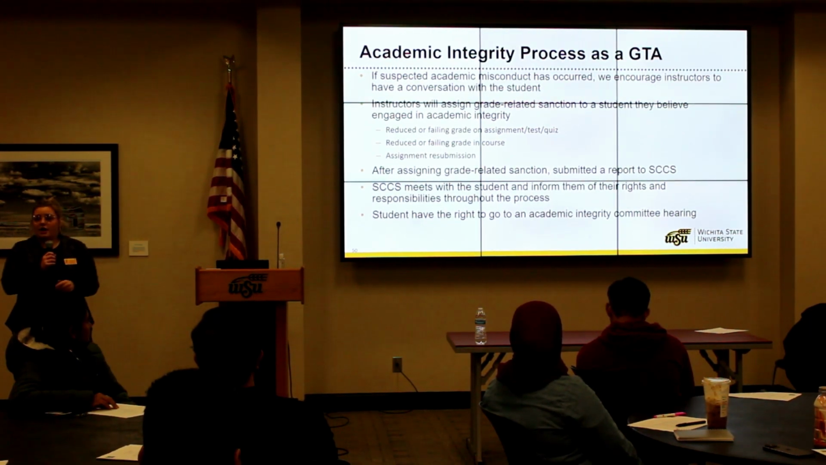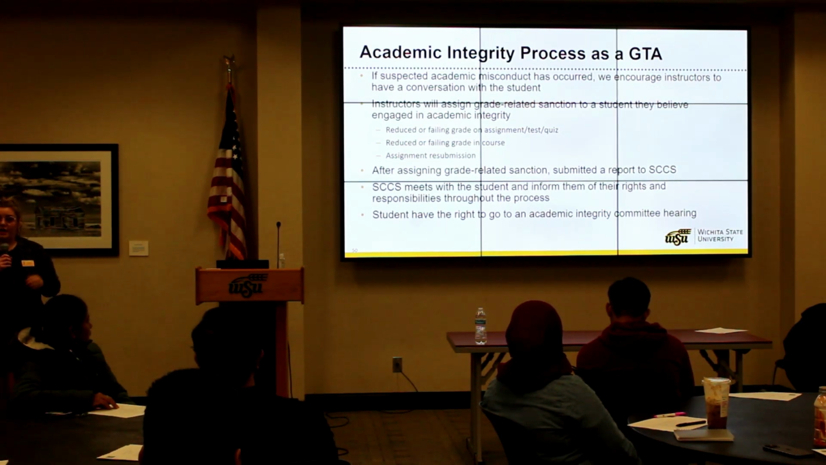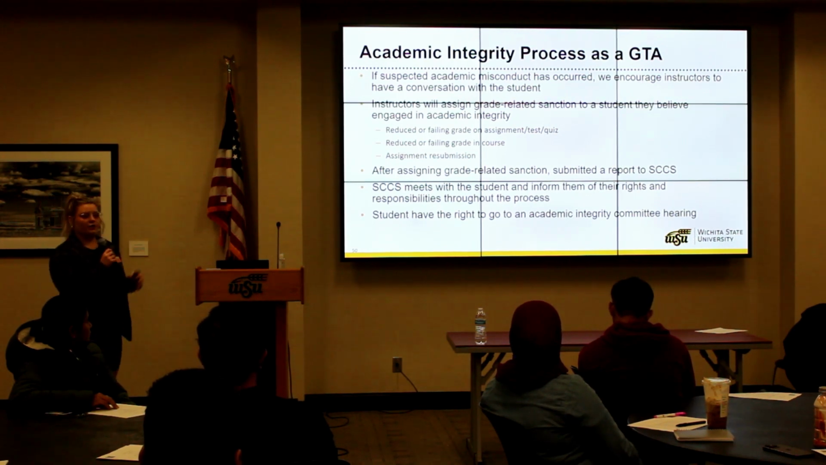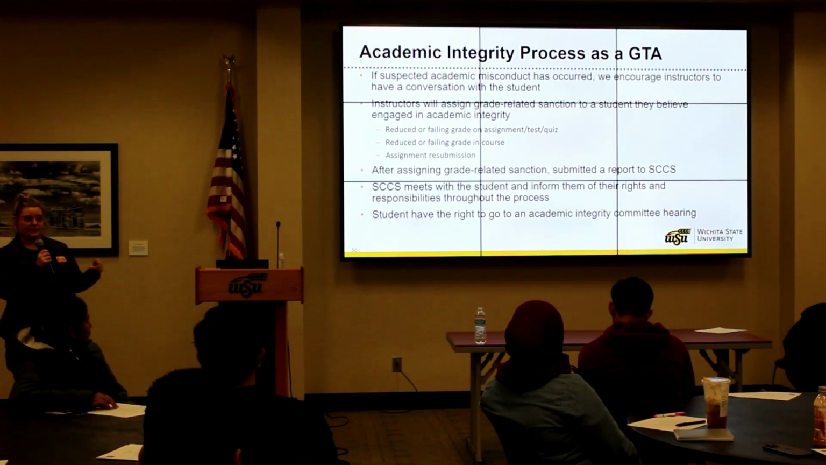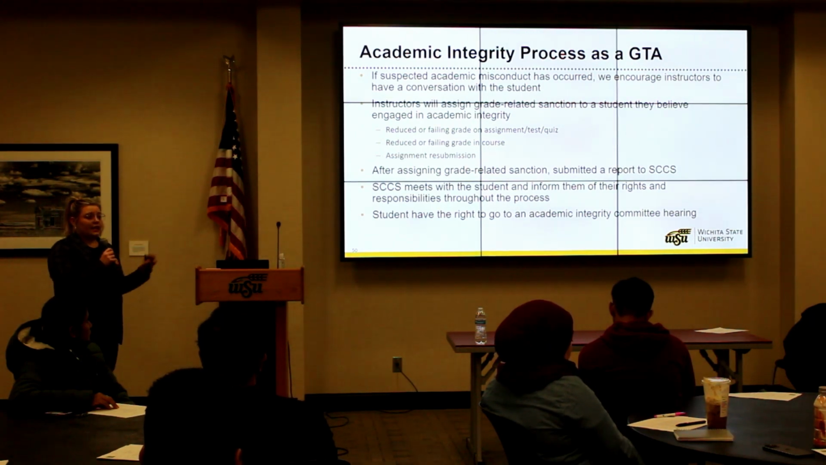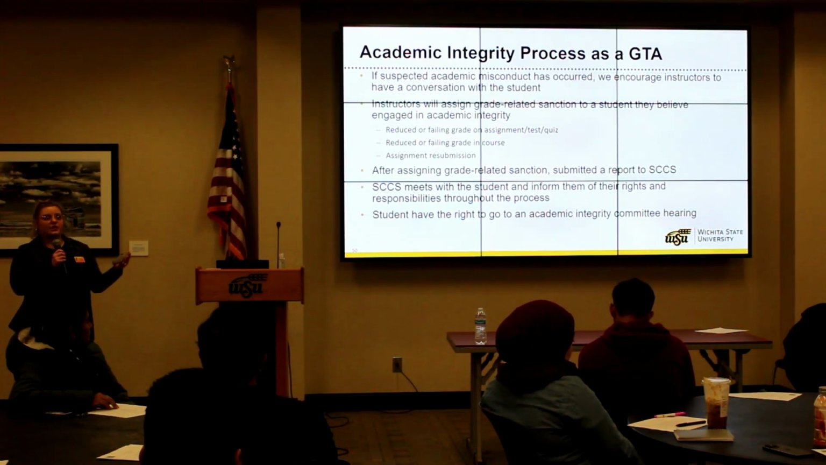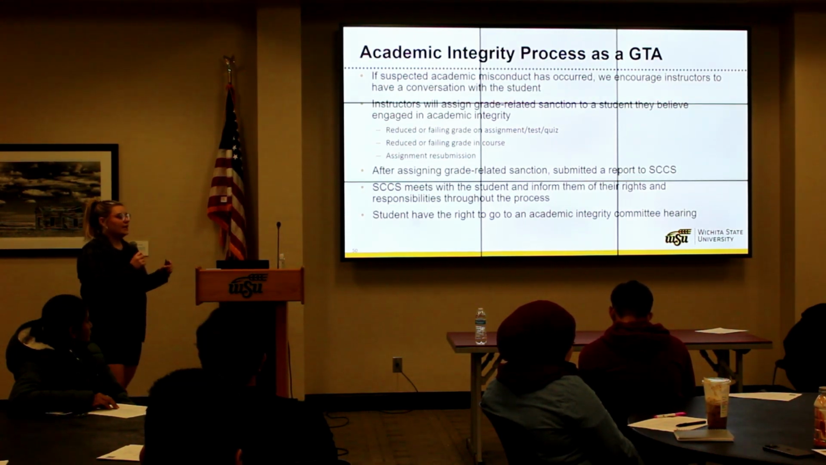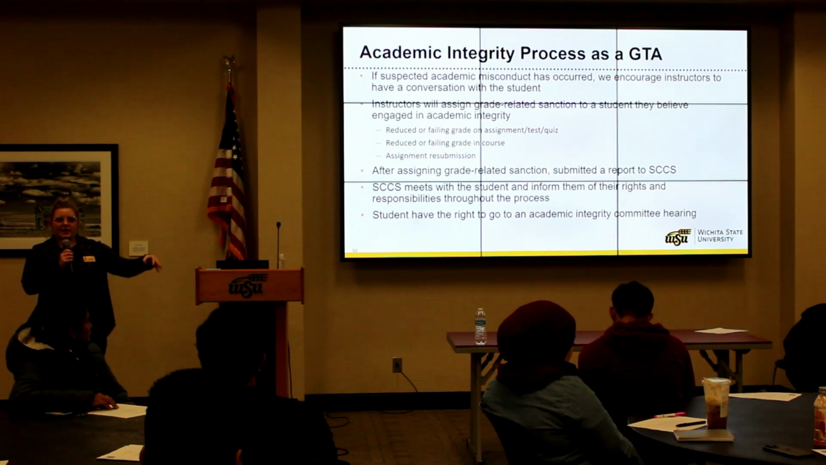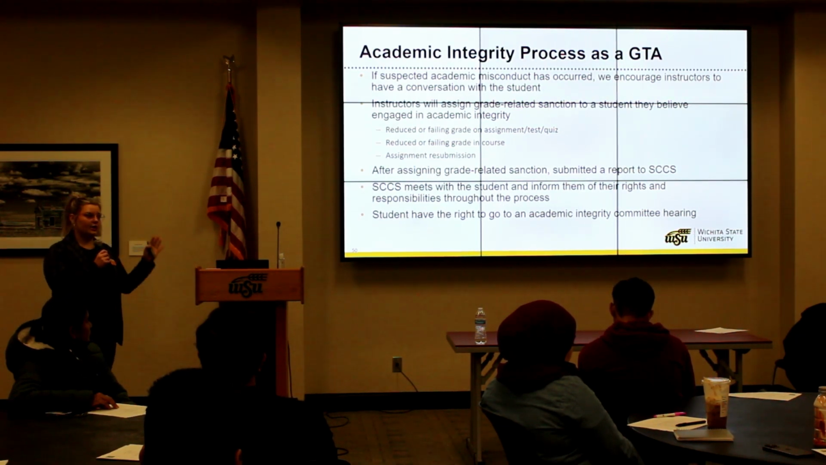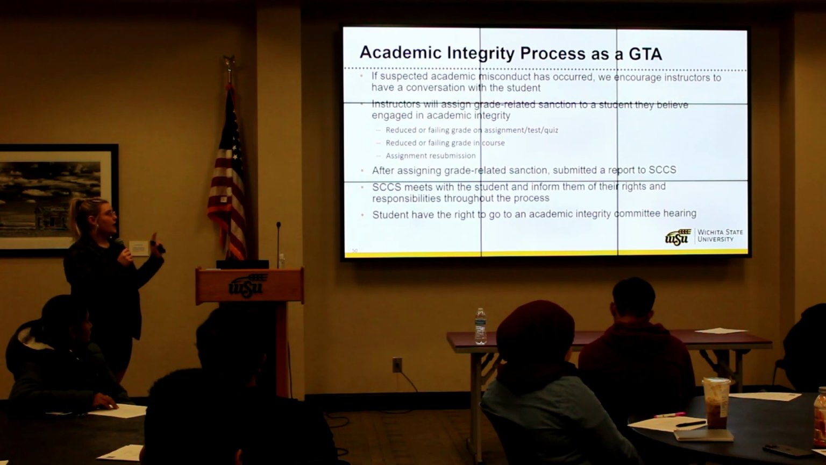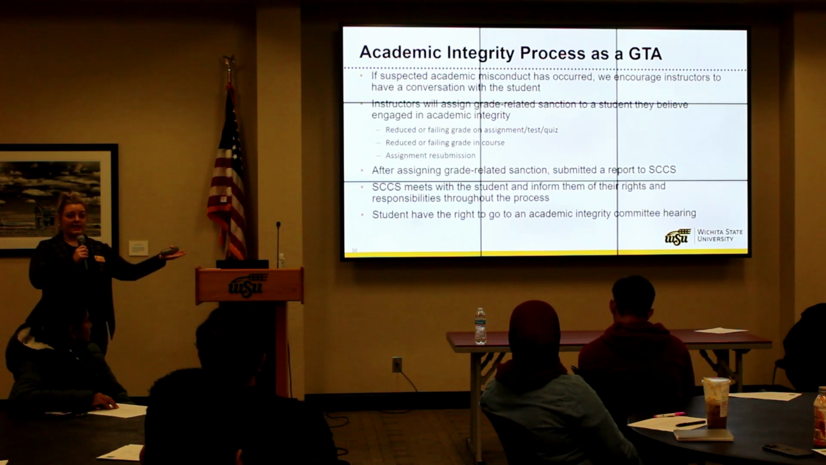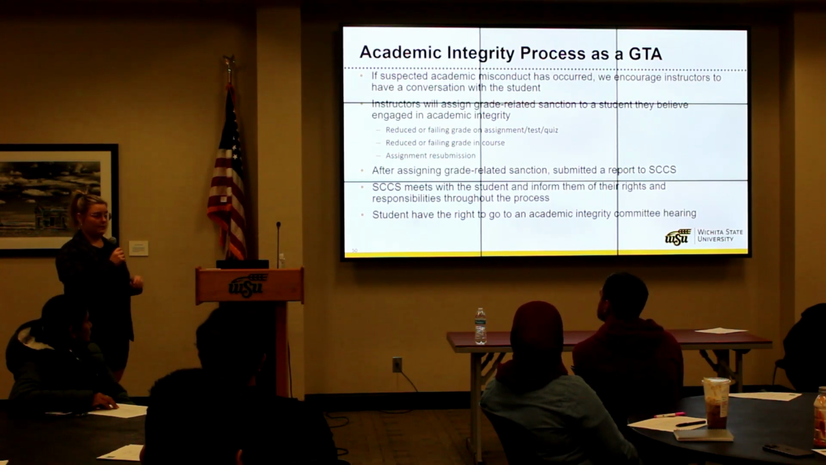You as the instructor can assign a grade-related sanction. Please reach out to your head professors as you're doing this. They can help you fill out these forms and help you work through this process as well. You can assign a grade-related sanction for the assignment that you are reporting. Say it's a homework assignment and the student worked with their classmate on completing it. You're saying, okay, these two students worked together. I'm going to give them a 0 on this assignment because of academic dishonesty. You can absolutely do that.